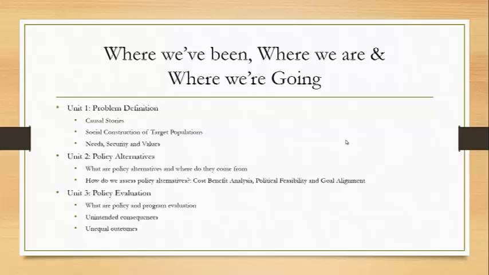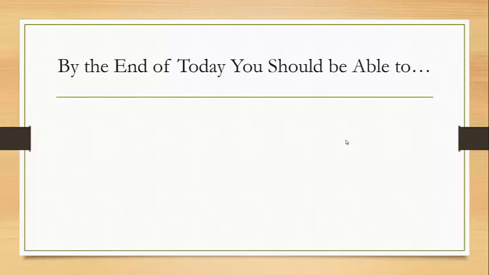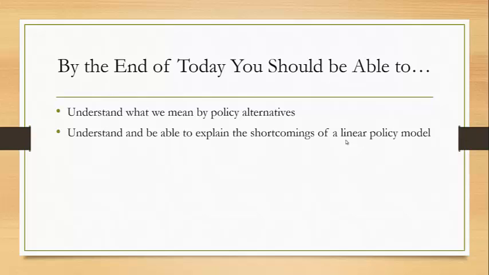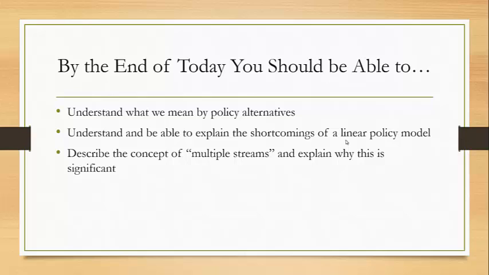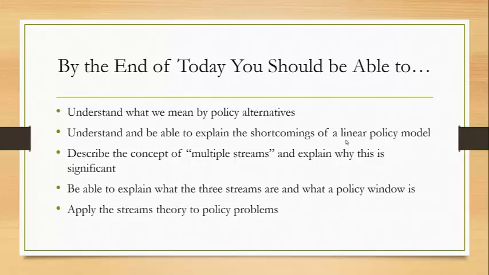But for today, we are going to begin this conversation of what policy alternatives are. So by the end of today, you should understand what we mean by a policy alternative, be able to explain the shortcomings of a linear policy model, be able to describe the concept of multiple streams and explain why this is significant, be able to explain what the three streams are and what a policy window is, and be able to apply the streams theory to policy problems.